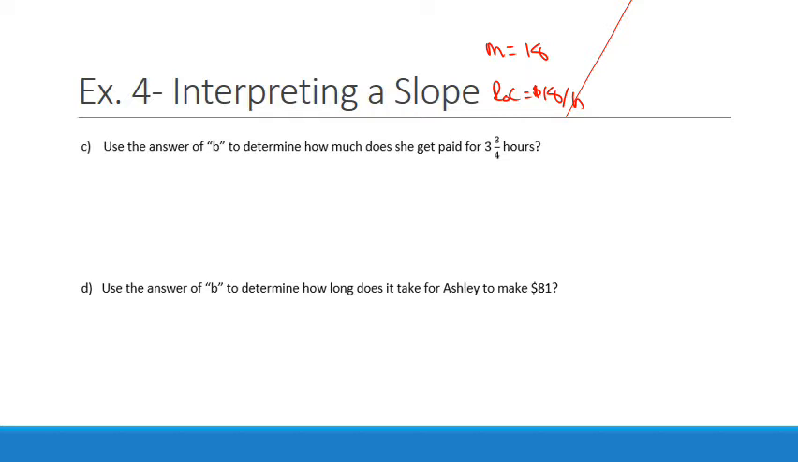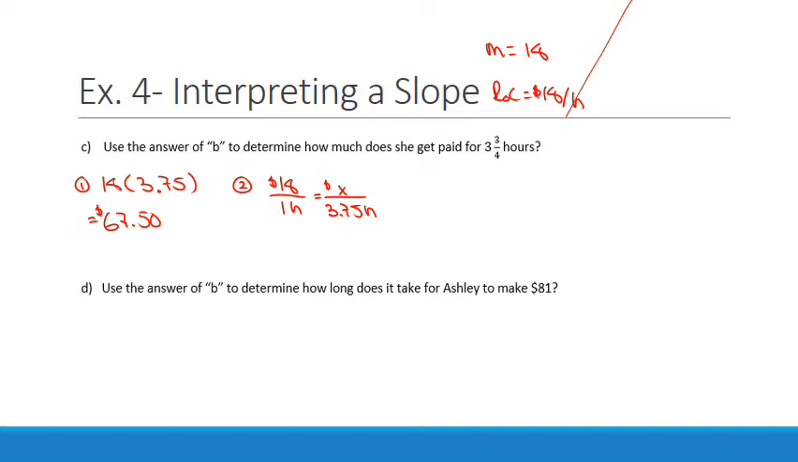A lot of students do it just straight multiplication. Now, if you know it's $18 per hour, 18 times the amount of hours, 3.75. If you convert 3/4 to decimal, it works out to $67.50. The other way to do it is if we use more of a rate of change, I could say that it was $18 for every 1 hour, and I'm going to create a proportion. I'm wondering how much money she'll make over 3.75 hours.